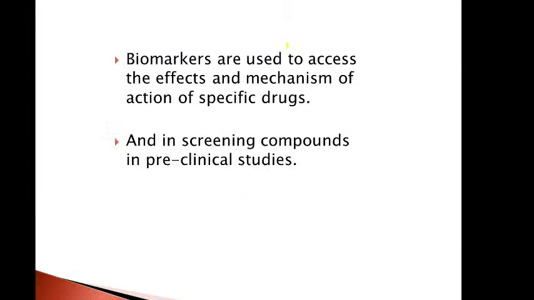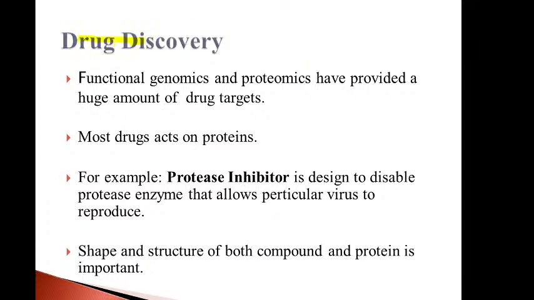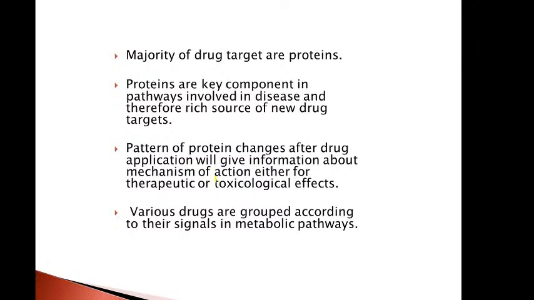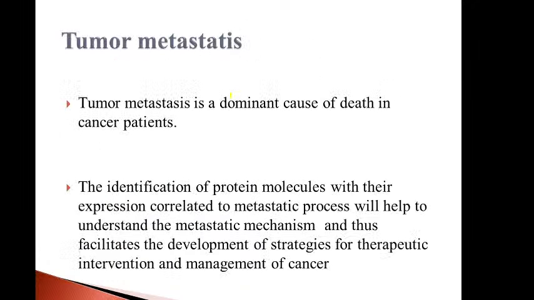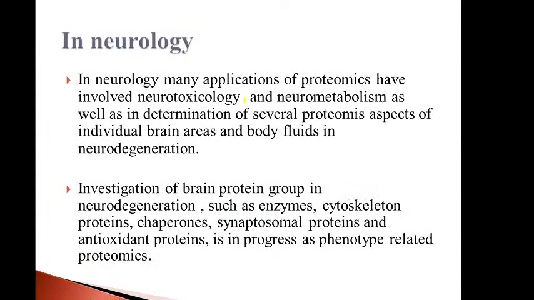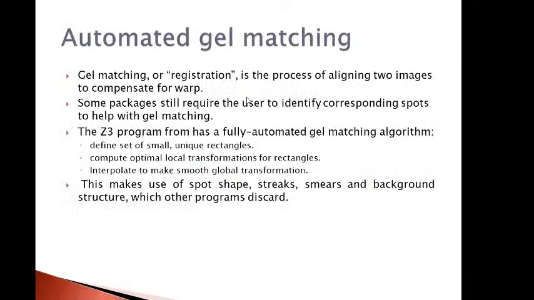These are some applications. The important thing is that they are quite useful in drug discovery. We already discussed with the example of HIV protease. They are again giving us the example. A protease inhibitor is designed to disable the protease enzyme that allows a particular virus to reproduce. That's the HIV virus basically. Biomarkers are there. For tumor metastasis, we are using it. In neurology, we are using it.